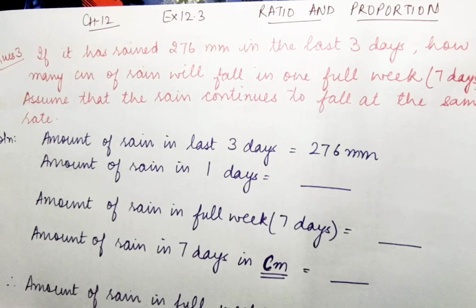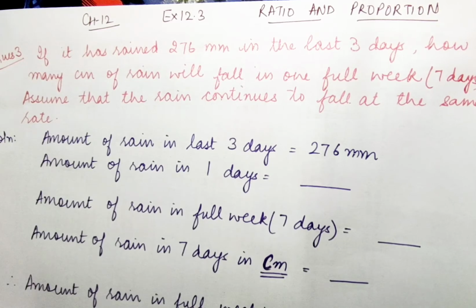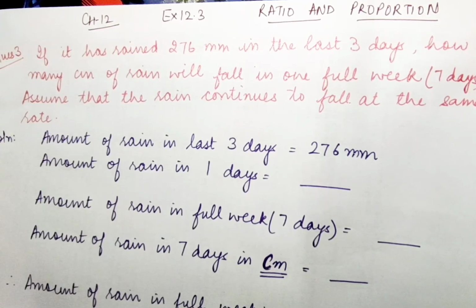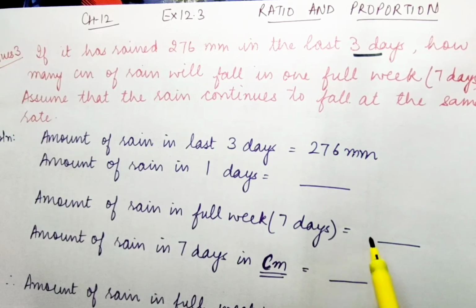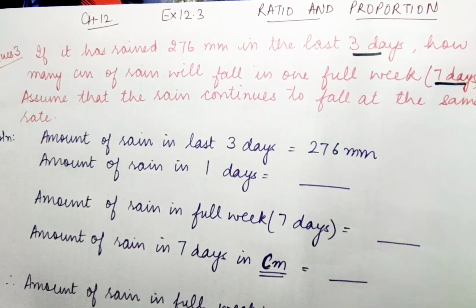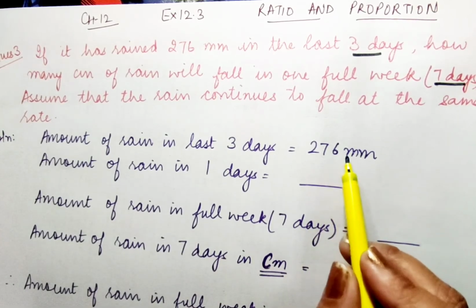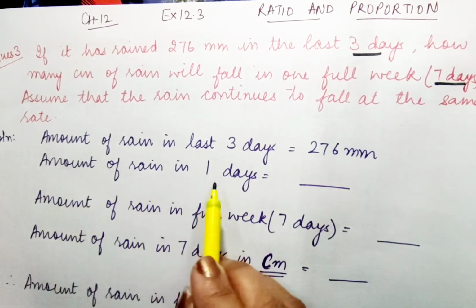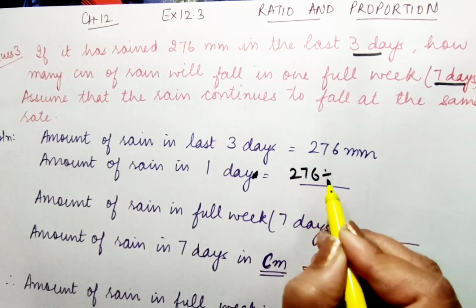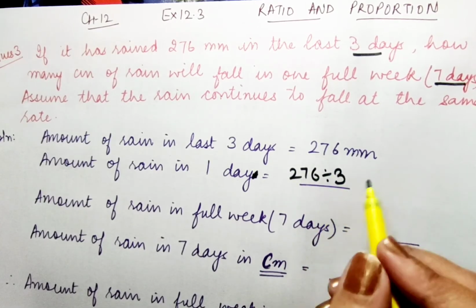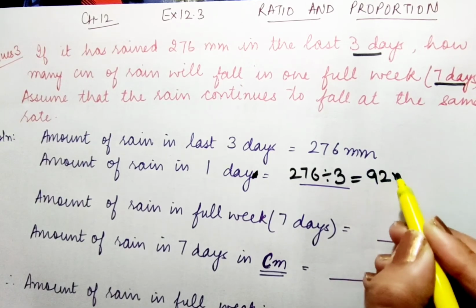Now let's check question number 3. It has rained 276 millimeters in the last 3 days. How many centimeters of rain will fall in one full week? From 3 days we will calculate for 1 day, and then from 1 day, full week means 7 days, we will calculate for 7 days. The amount of rain in the last 3 days is 276 millimeters. So the amount of rain in 1 day will be 276 divided by 3, which gives me 92 millimeters.